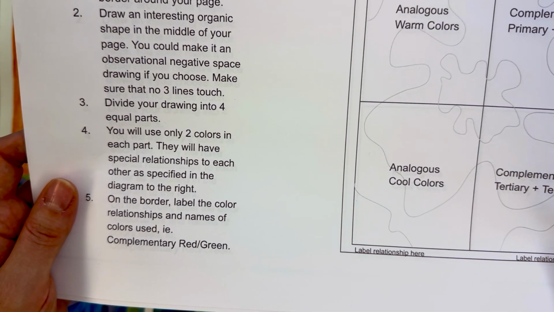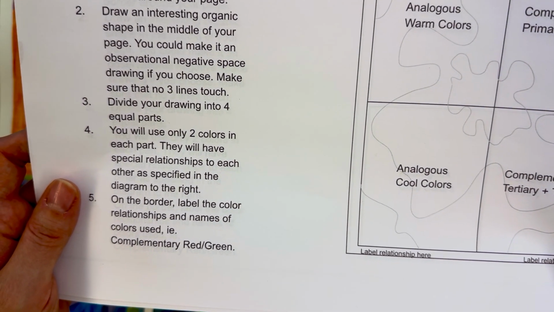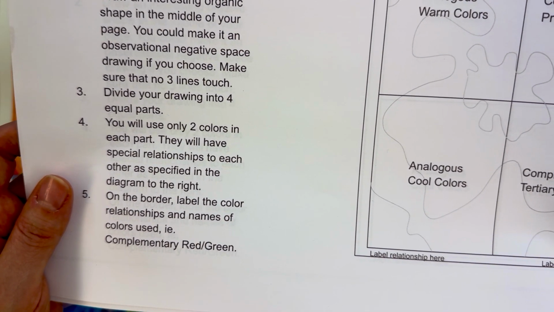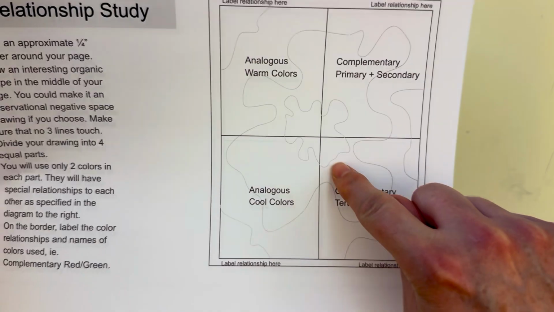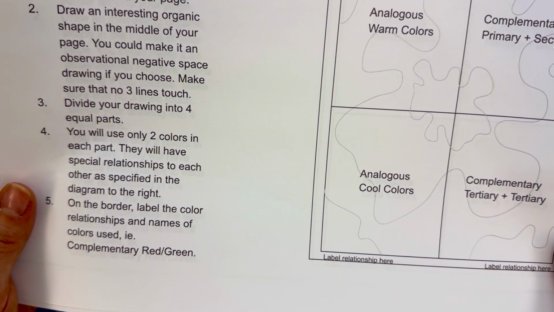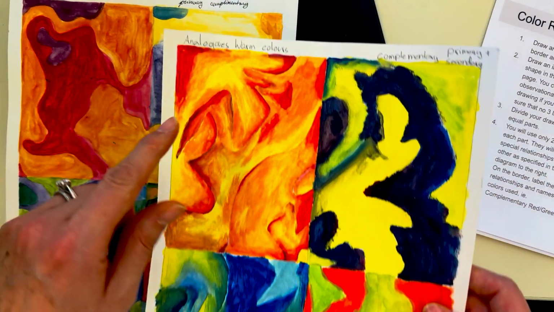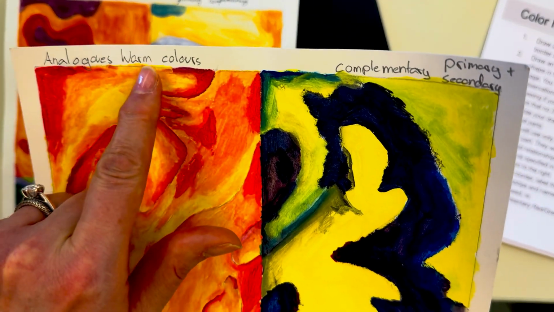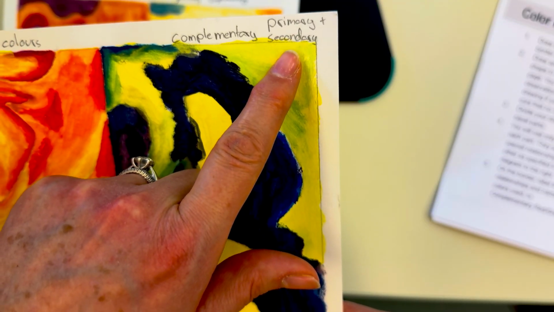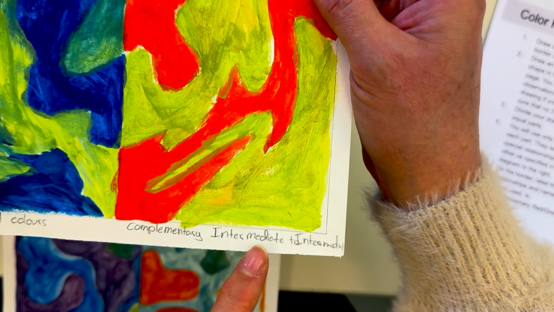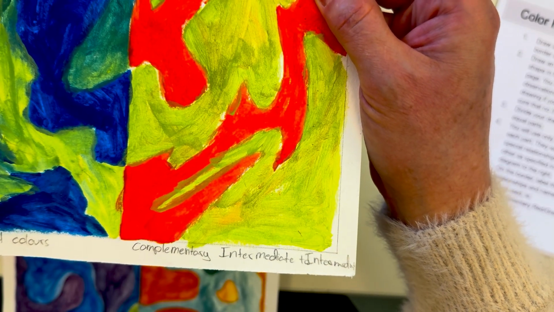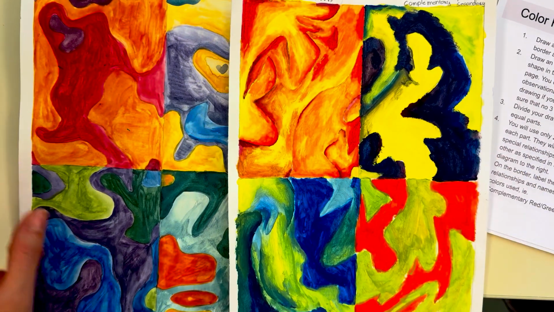You will use only 2 colors in each box, in each part. They will have special relationships to each other as specified in the diagram to the right. So over here is the directions. On the border, label the color relationships and names. So right here, you can read, this is analogous warm colors. Complementary, which is in the primary and the secondary. So this is complementary, intermediate, and intermediate. All right, so I'm going to explain that to you.